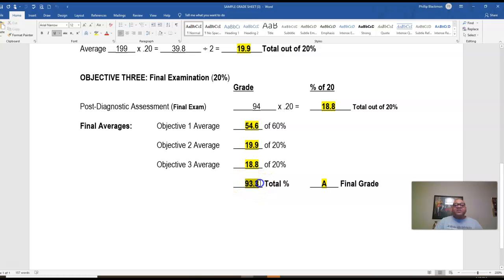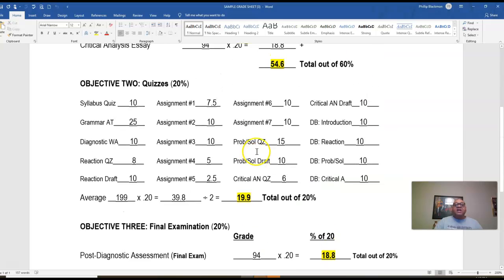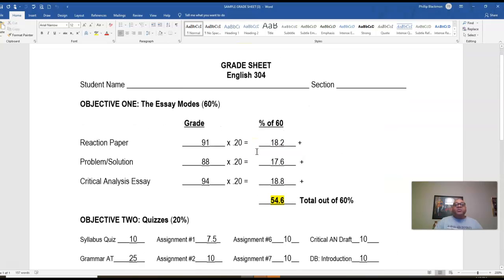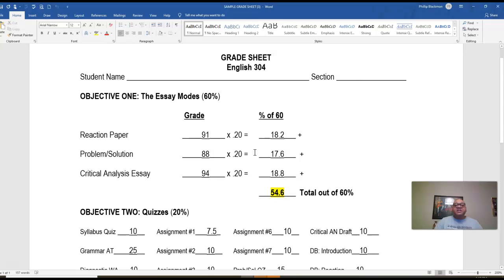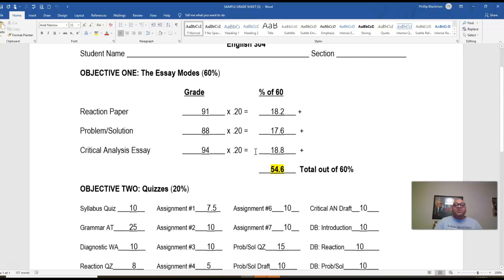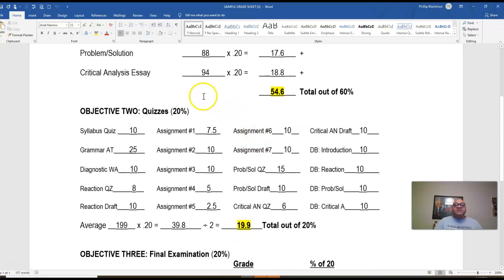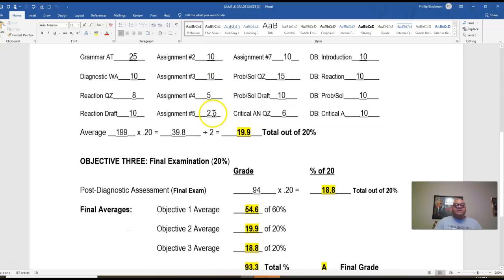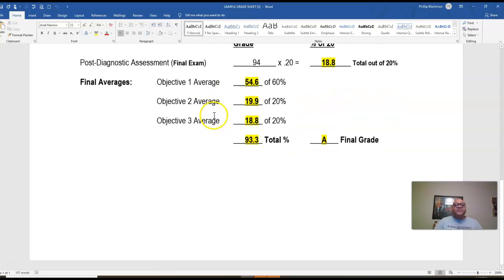93.3%. All of you know that anything that is 90 or above will be a grade of A for the class. So obviously, if these were your grades, you would come out of the class with an A. This is for your record. You are to complete this. You can find out exactly what grade you're going to receive in the course. I'm going to get started doing this as soon as I finish this video.